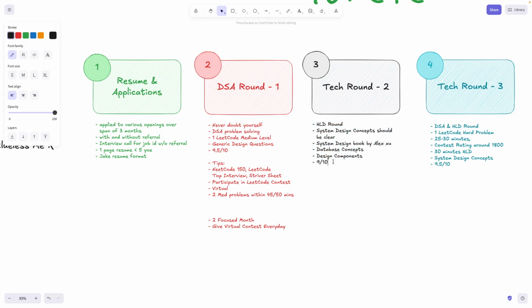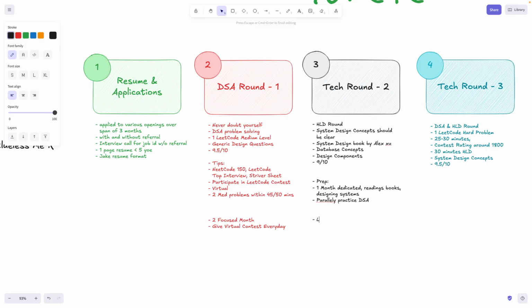Now, how much time should you spend on HLD prep? You should spend 1 month dedicated to reading books and designing systems, and when you are doing this, parallelly practice DSA. You should not stop doing DSA, right? Now that is HLD.